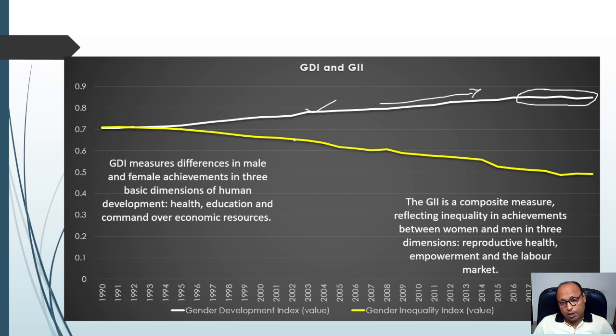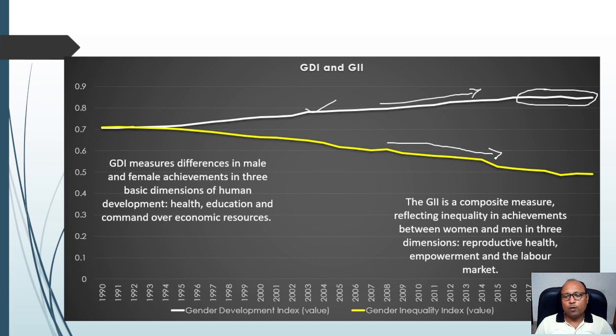But when you look at these gender inequalities, the gender inequality index shows a declining trend. This gender inequality index is prepared based on important dimensions: reproductive health, empowerment, and labor market. So on three parameters the GII is prepared, and if you look at these three parameters, the declining trend indicates that yes, the gender inequality index is decreasing. So gender inequalities are decreasing, but gender development is increasing. We'll talk about these important parameters of the GII as well.